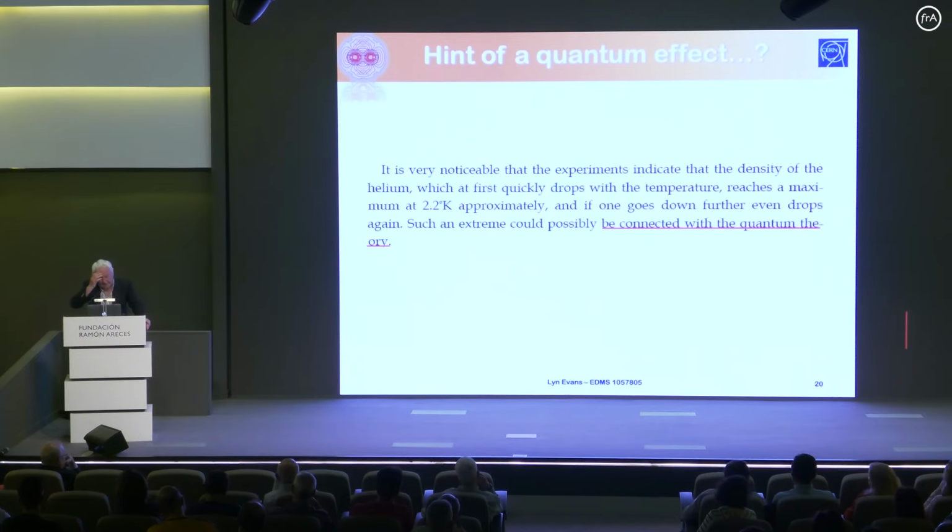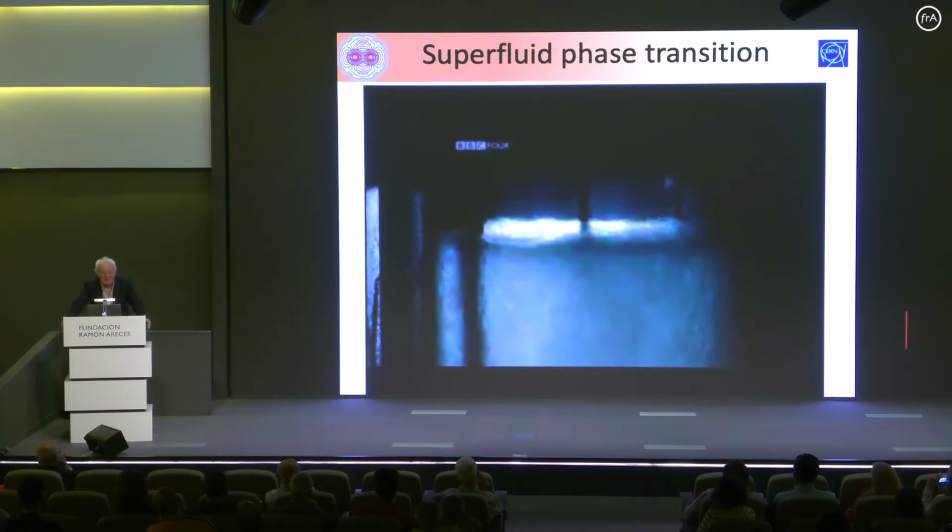And he realized that something funny was happening at about 2.2 Kelvin. And it's funny, but it was to do with the specific heat. And such a thing could possibly be connected with the quantum theory. And the quantum theory was absolutely in its infancy then. Now, this is the first mystery, because what I'm going to show you is that phase transition.